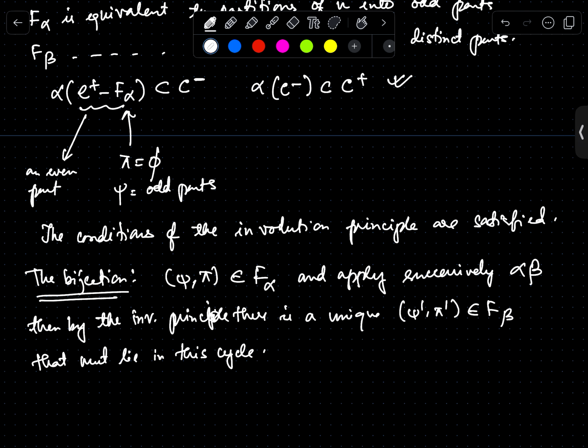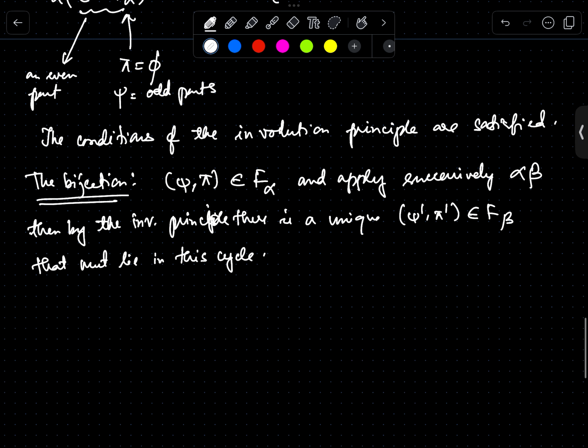And what are the elements of F beta? These are exactly the elements where the first partition in the tuple is a partition into distinct parts and pi is empty. So that means we have converted a partition into odd parts to a partition into distinct parts. And we can see an example. So this is the bijection, and this is actually equivalent to Glaisher's bijection, which I did not mention properly. But if someone knows, this is equivalent to Glaisher's bijection.